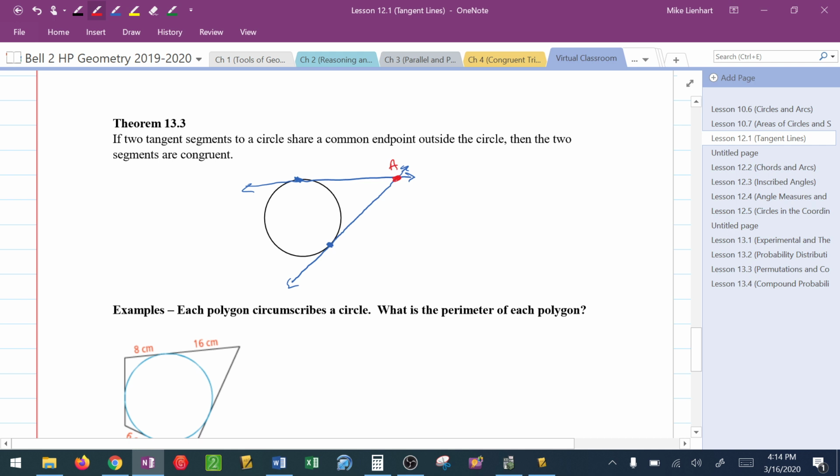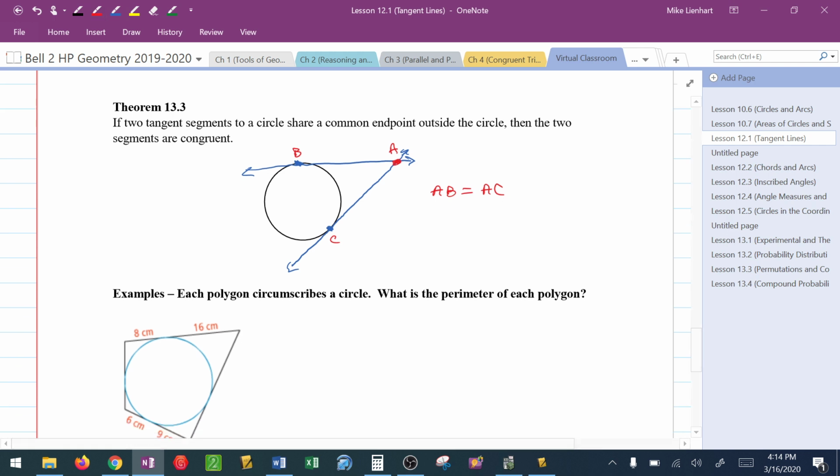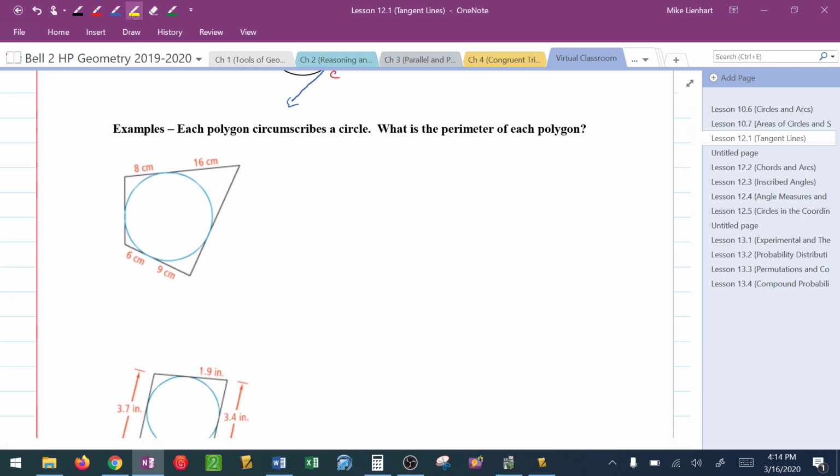I know that the distance from A to B and the distance from A to C have to be equal. AB has to equal AC if, in fact, these two tangents share a common endpoint outside the circle. That's what this theorem is saying. So how is this applied to a problem? Well, oftentimes what they're going to ask you is how do you find the perimeter of the polygon? Notice how there's a polygon and each one of these sides appear to be two tangents that have a common endpoint there.